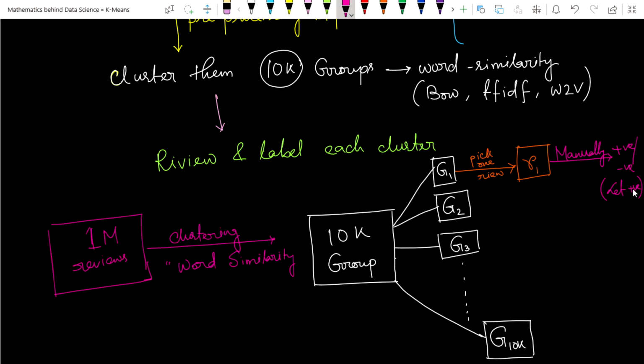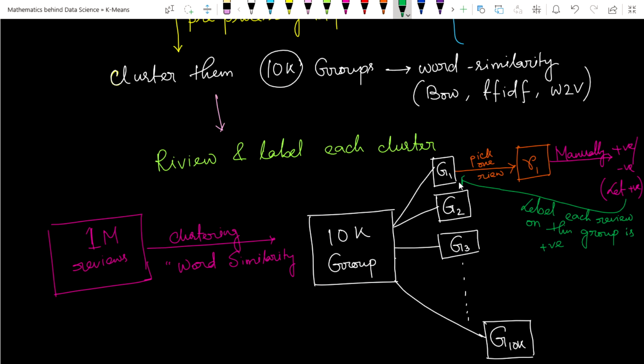Now if we find this is a positive review, then we label each review in this group as positive. Then we label each review on this group as positive. Okay, that is the manual job.